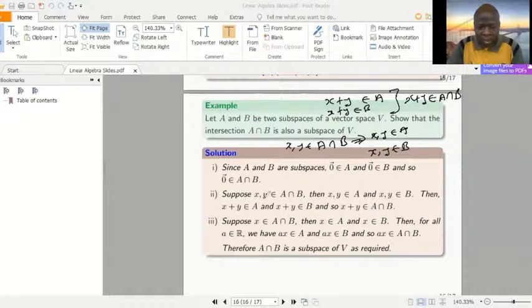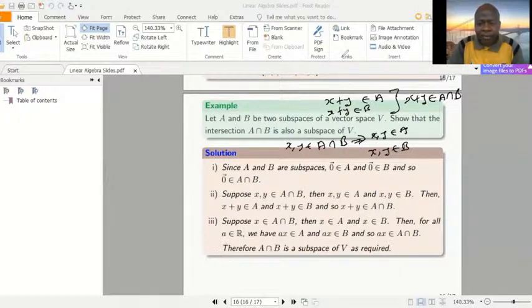That's what I did here. I said, suppose x and y are in the intersection. Then x and y are in A, and x and y are in B. Since A is a subspace, it must contain the sum of these two vectors. And since B is also a subspace, it must contain the sum of these two vectors. And so the sum is common to the two sets A and B, and therefore is in the intersection. We've shown the second property.